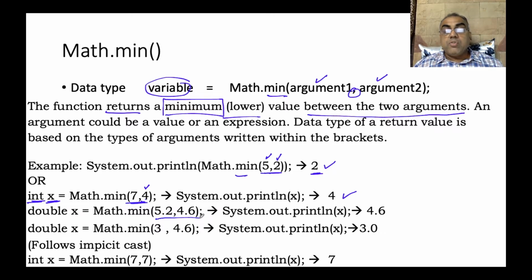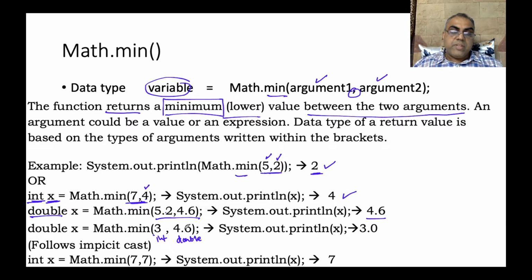When the data type is going to be decimal, then my storing type has to be decimal. It cannot be integer then. So based on the input value in the bracket, your data type will be determined. Here obviously 4.6 is a lower value, but when you have one integer and another decimal, I hope you all remember the implicit cast concept.